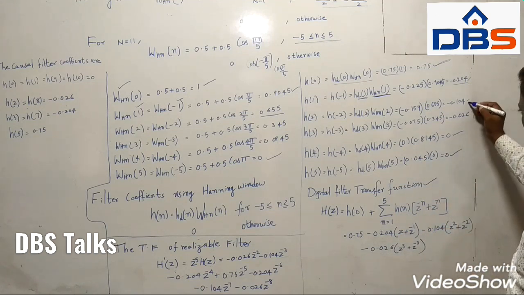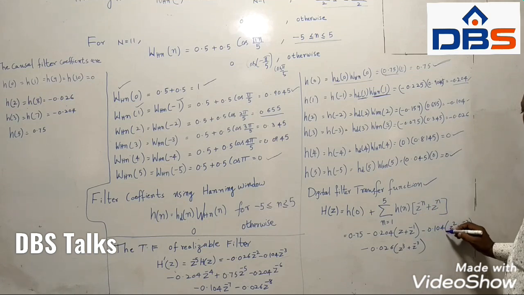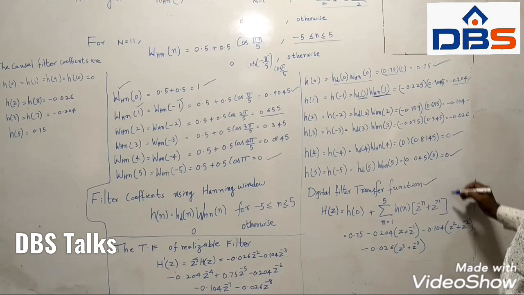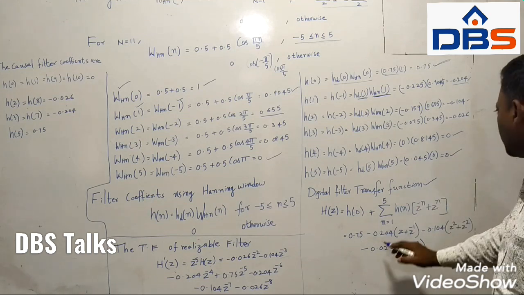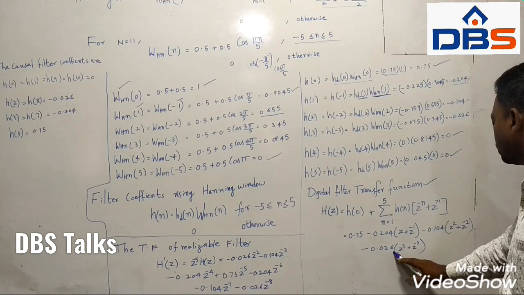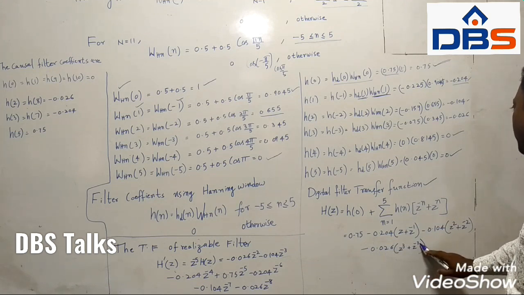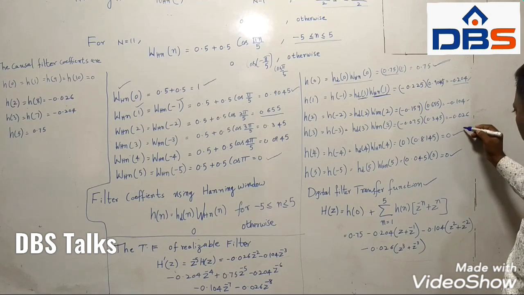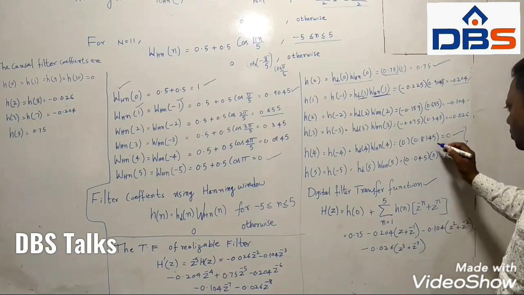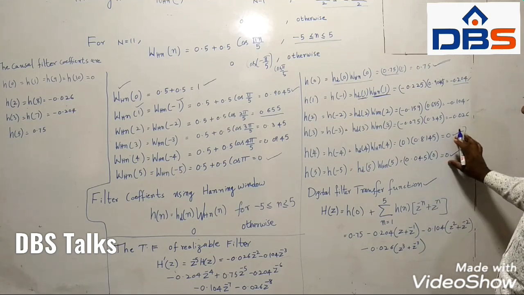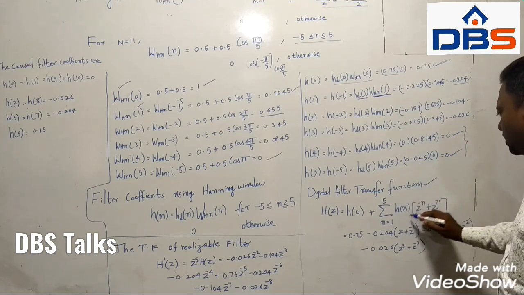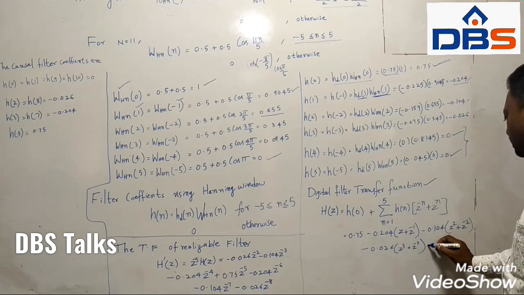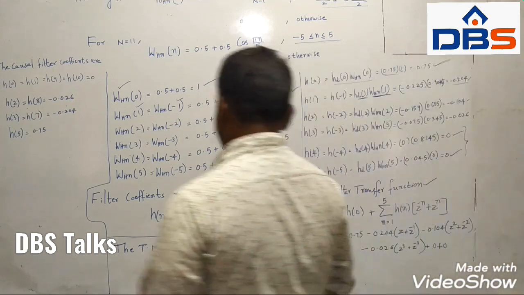Like that, the second coefficient is minus 0.14, with z square and z power minus 2 when n is 2. Now when n is 3, you will get minus 0.026 times z cube plus z power minus 3. After 3, these coefficients are 0. h4, h5 are 0. Even if you substitute that, you will get 0. That is why they are omitted. So therefore this is h of z.